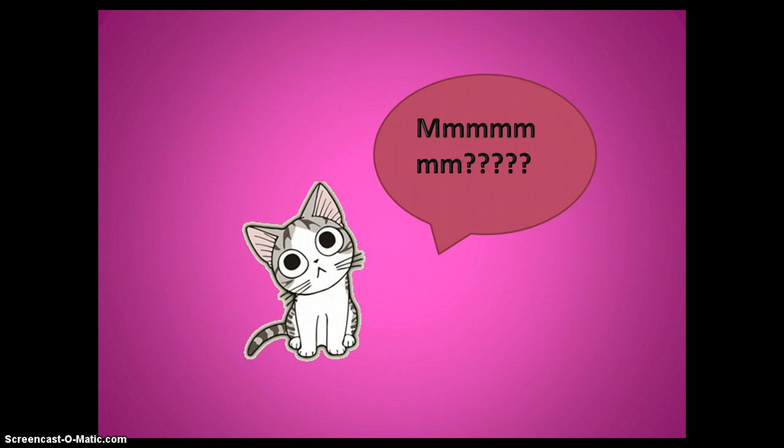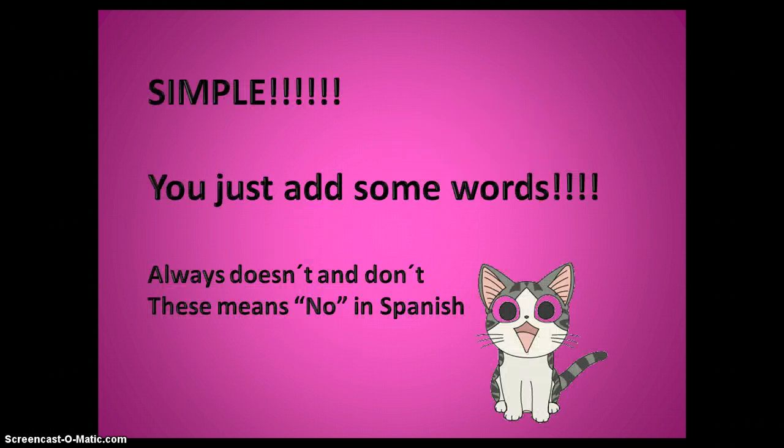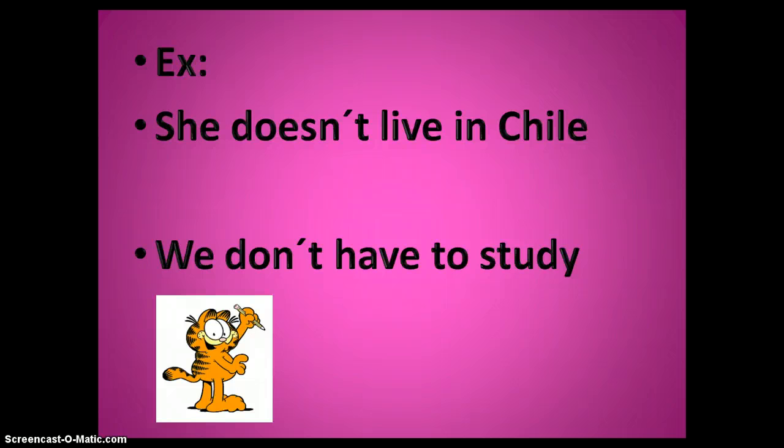Maybe this is difficult, but it's not. It's simple. You just add some words to the sentence. You have to add always, doesn't, and don't according to the pronouns. This means no in Spanish. For example, she doesn't live in Chile. She doesn't, you see, doesn't with she. And we don't have to study.